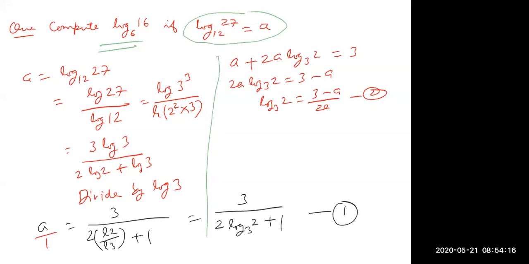Now let us see what I have to calculate. I have to calculate the value of log 16 to the base 6. This is equal to log 16 upon log 6. This is 4 log 2 upon log 2 plus log 3. Now here you divide by log 2. So 4 upon 1 plus log 2 3. This value you can put here.